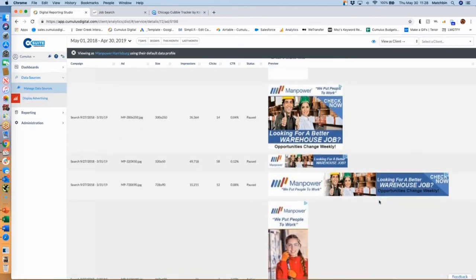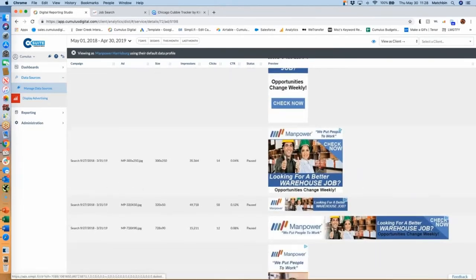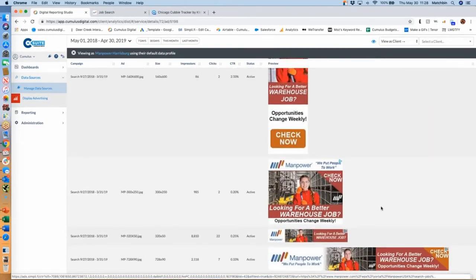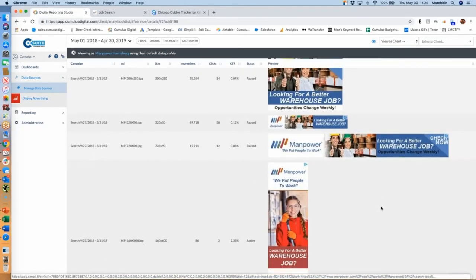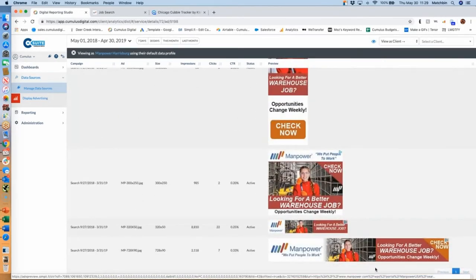But what I wanted to point out here is this is the four creatives they started off with. You can actually see it's paused. Then moving down, they actually switched it up. They got a new image in there. They've got a new color. They went from blue to red. And I think, Keith, you pointed this out last time that the red is actually functioning better. Yeah, the red's outperforming.